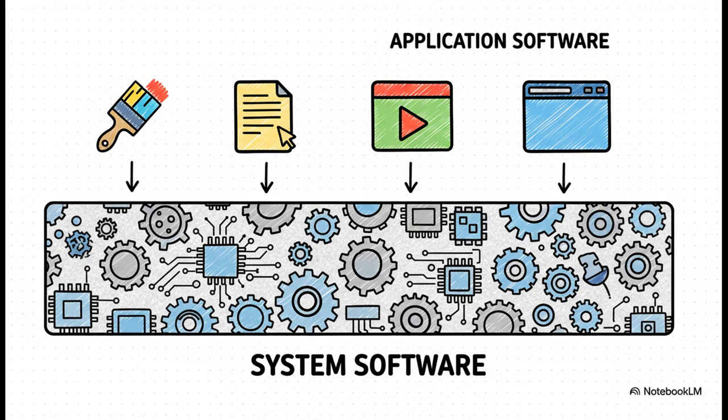Here's the key distinction, and it's a great way to think about it. System software is like the manager. It works totally in the background, making sure all the computer's basic functions run smoothly and that all the physical parts are talking to each other correctly. Application software, on the other hand, well, those are the specific tools you choose to use. Your word processor, your web browser, your photo editor, to get a particular job done.